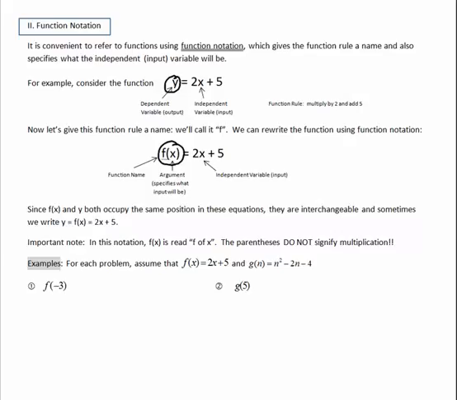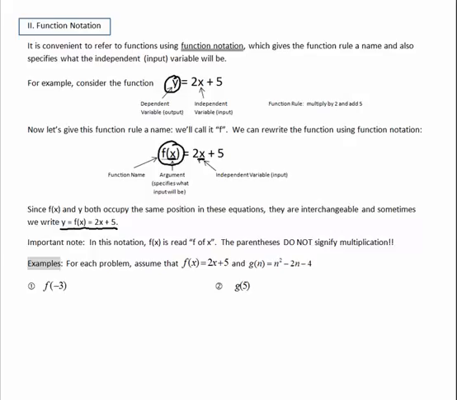So when I write f of x, I'm telling you my function is named f, and my input variable is going to be x. Now my function is 2x plus 5, and notice that the argument x is definitely got to be the variable that's used in the function itself. Okay. Since f of x and y both occupy the same position in these equations, they're interchangeable. And sometimes we even write y equals f of x equals 2x plus 5.